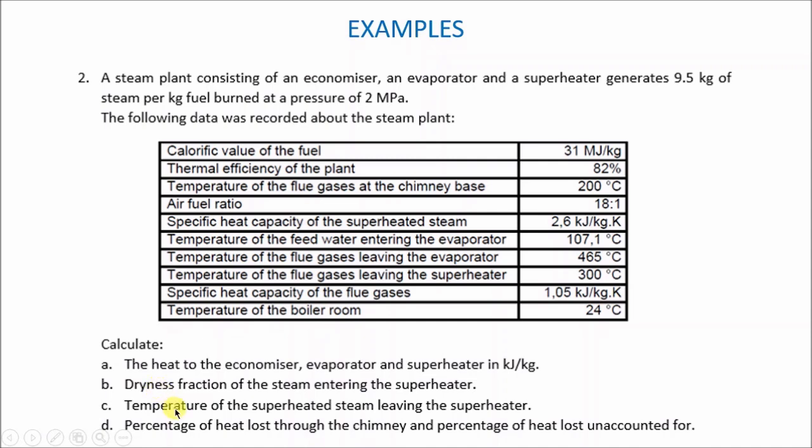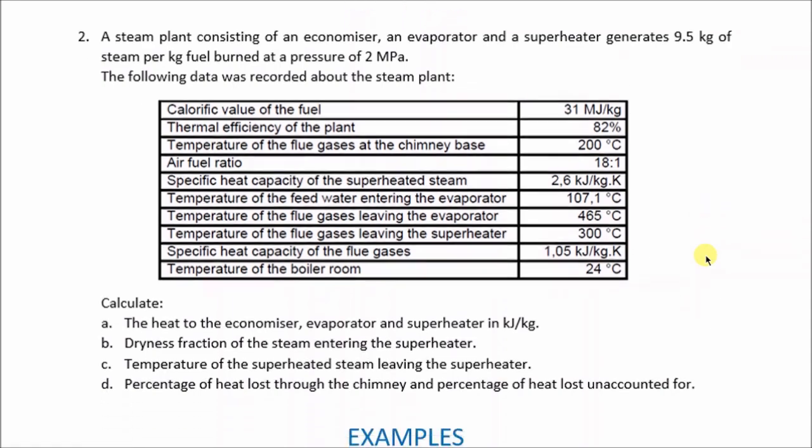They also want the temperature of the superheated steam leaving the superheater. So you will use H4, which is equal to an H sup, and in that equation, you will try to find the T sup value. The T sup value, that's what you will look for. And finally, they want the percentage of heat lost to the chimney and the percentage of heat accounted for. So let us get right into that very quickly.